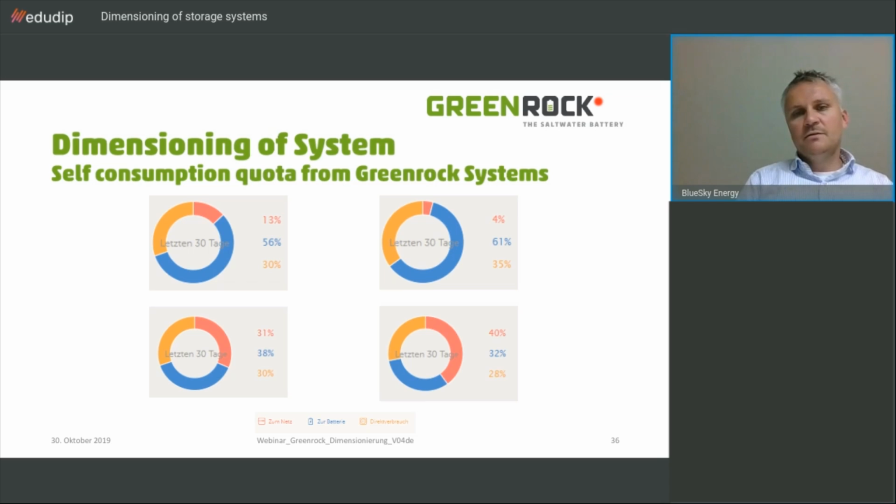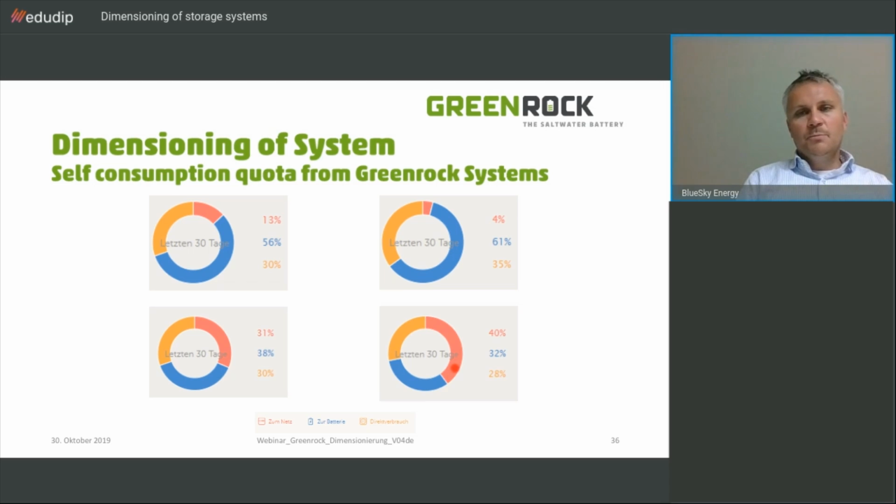Because with that data, you can come back to the customer and say, look, I had a look at your system, and you are putting way too much energy back into the grid. Let's discuss how we can optimize that. Maybe we should work with EMS functionalities to optimize that, to load shift it, or maybe we should think of enlarging your storage.